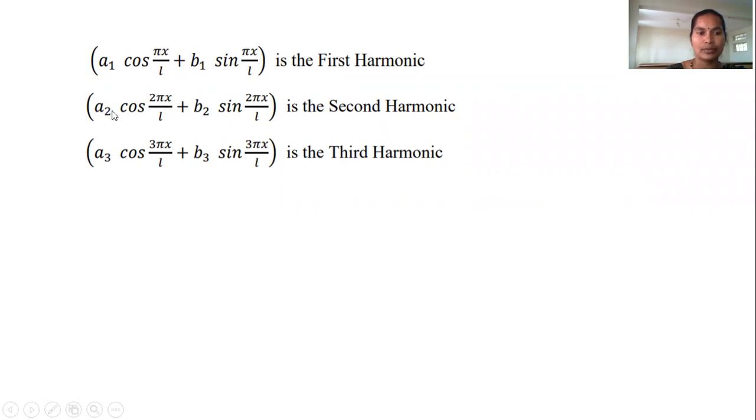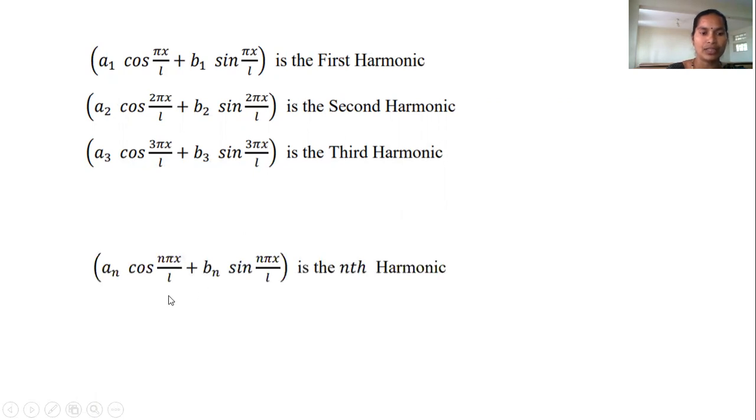Similarly, if we give n equal to 2, the equation reduces to a2 cos 2 pi x by L plus b2 sin 2 pi x by L, which is called the second harmonic. In the same way, for n equal to 3, the equation becomes a3 cos 3 pi x by L plus b3 sin 3 pi x by L, called the third harmonic. If we continue the same process, the nth harmonic will be an cos n pi x by L plus bn sin n pi x by L. This is called the nth harmonic.